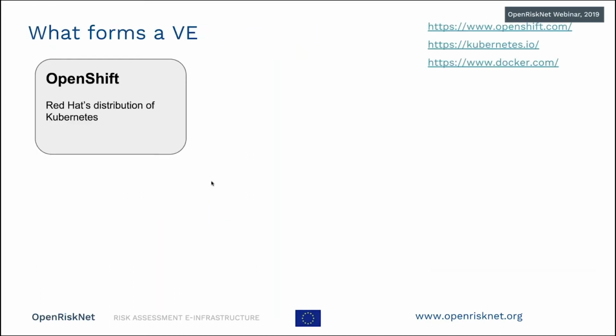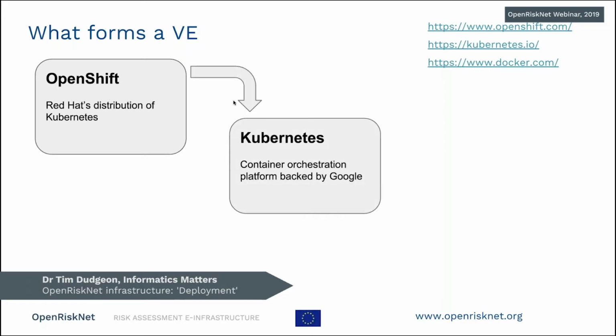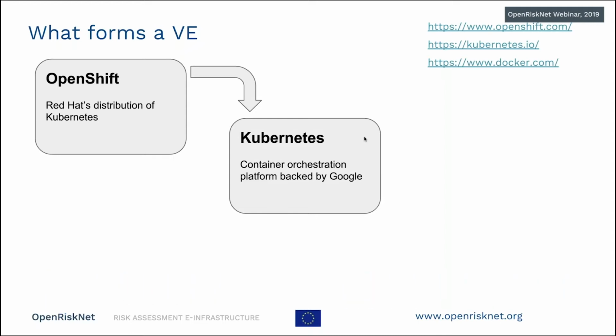So what is one of these virtual environments? Well, it's based on software tooling called OpenShift, which comes from Red Hat. It's effectively Red Hat's distribution of Kubernetes. So what is Kubernetes? Well, Kubernetes is a container orchestration platform, and it's primarily backed by Google, but also a large number of other IT heavyweights in the arena. So it's, as we say, a container orchestration platform.